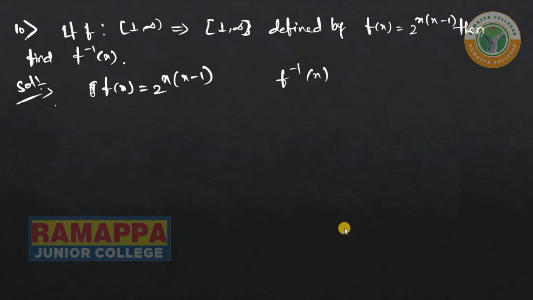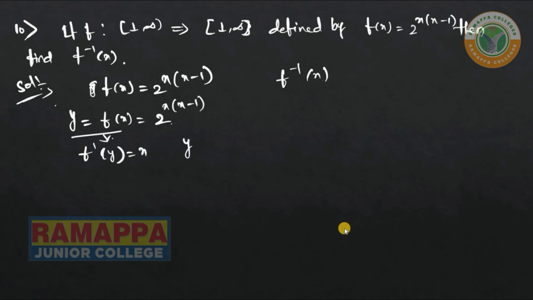Okay, we'll do. So here f of x is given, and this one will take it like y is equal to f of x is equal to 2 power of x into x minus 1 here. From this f inverse of y is equal to x we can say from these two terms. Okay, I am writing. Now y is equal to 2 power of x into x minus 1 will come. So 2 will go here, it will become log of base 2 y is equal to x into x minus 1. So it will become x square minus x will come.